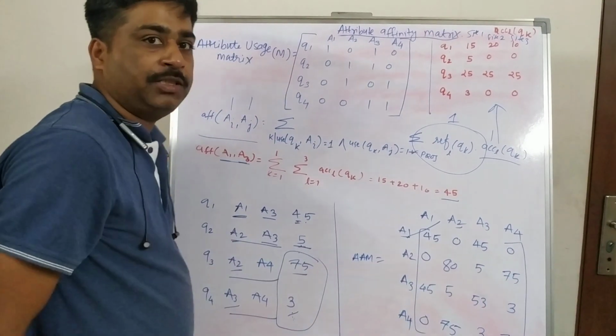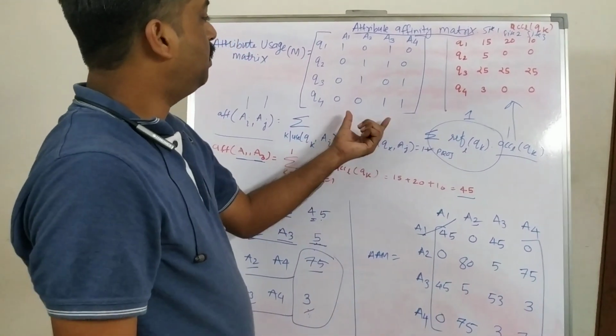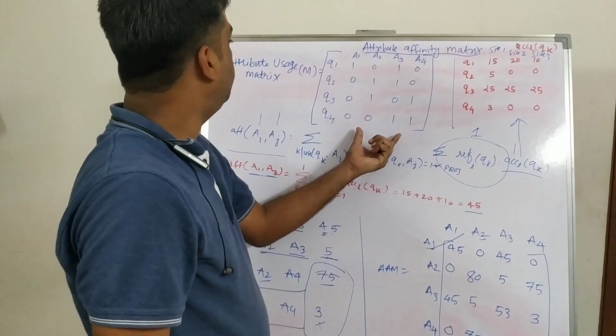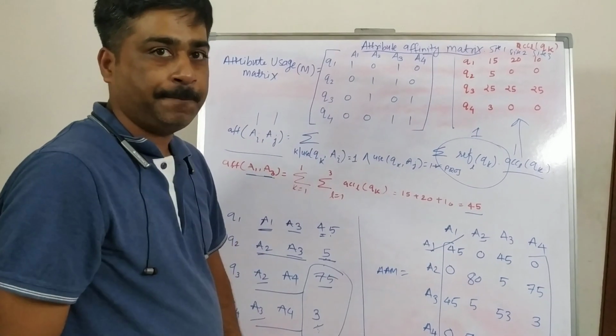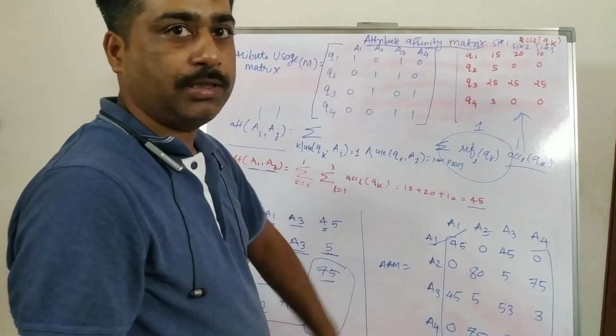So this is the simplest way of calculating the attribute affinity matrix by using the attribute usage matrix.